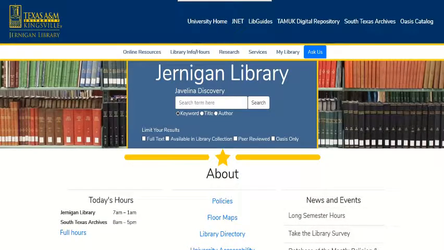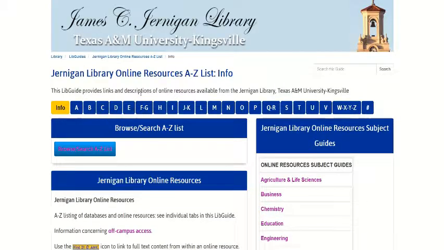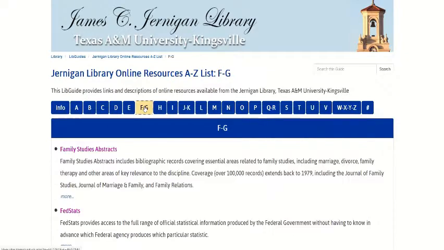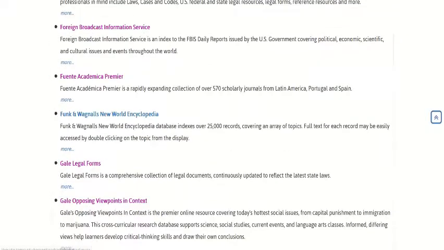Now let's explore a little bit some of the resources that I mentioned that are available through our library. So first, I want to look at the Funk and Wagnalls encyclopedia. So how do we get to it? Well, from the library webpage, we go to online resources. I happen to know where this one is. It starts with F, but of course if we didn't know what was available, we might just start browsing through these A to Z. But here we know this one's under F, Funk and Wagnalls New World Encyclopedia.